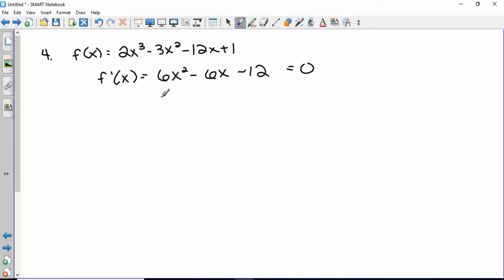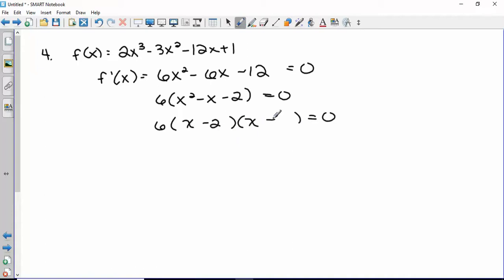What can I take out of all this? The 6. So then we could do box method. Multiply to -2 and add to -1. -2 and +1. So my critical points, everything that makes that 0. The 6 never equals 0. What makes x minus 2 0? 2. And the x plus 1? -1. So I have 2 critical points.